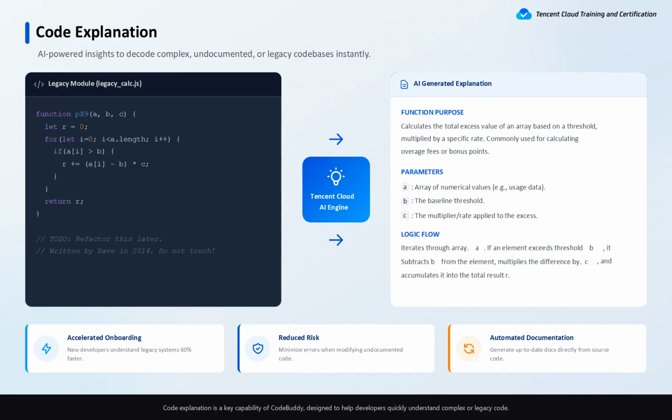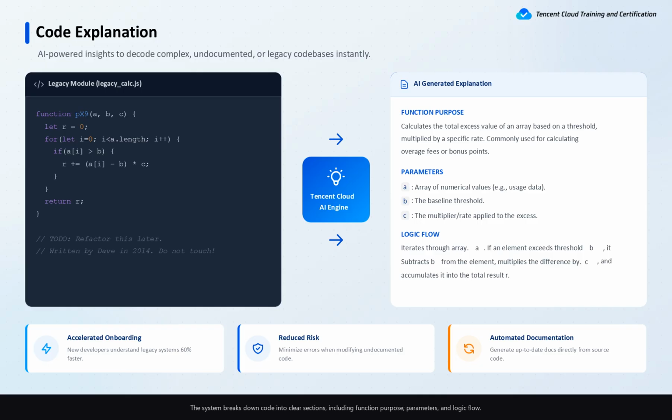Code explanation is a key capability of CodeBuddy, designed to help developers quickly understand complex or legacy code. Instead of manually analyzing unfamiliar logic, developers can get instant, AI-generated explanations directly within the IDE.